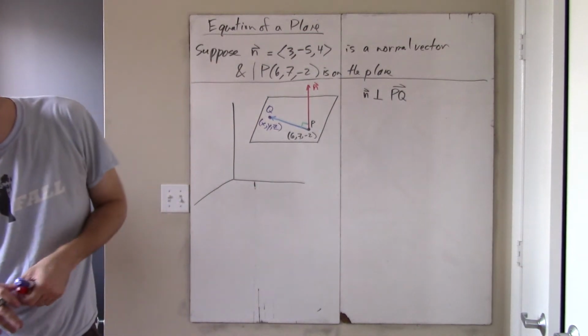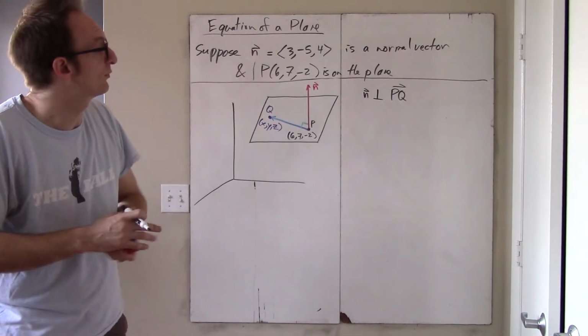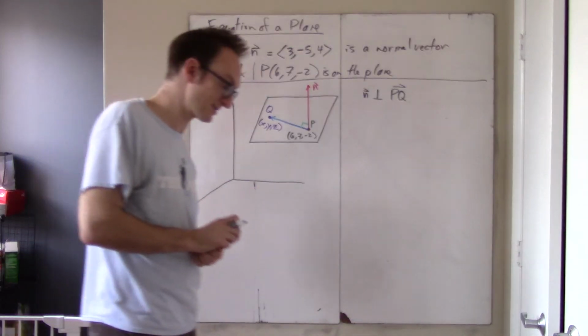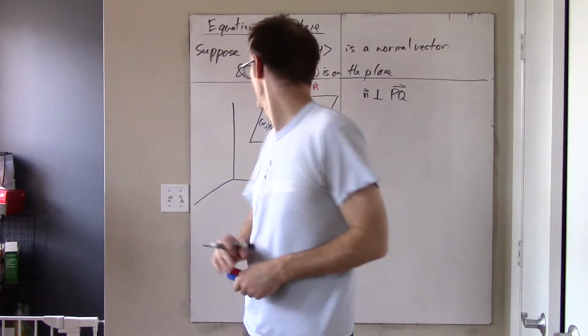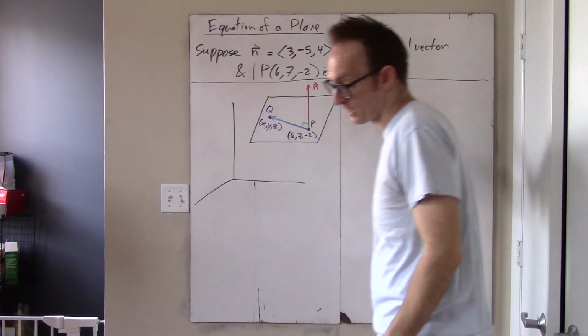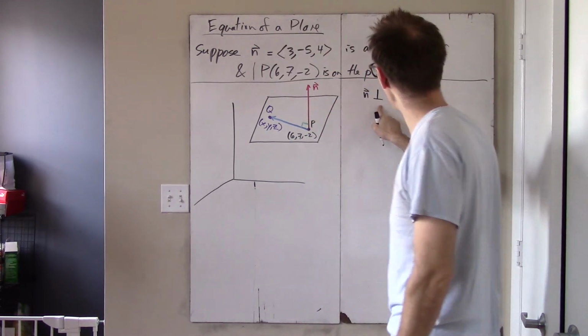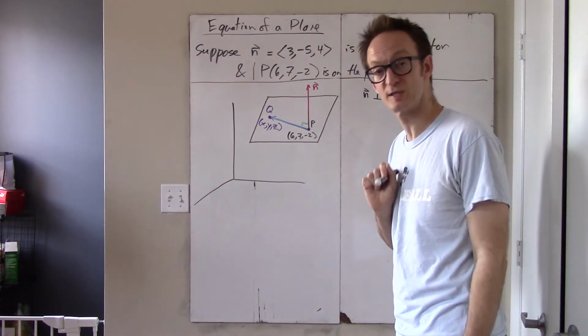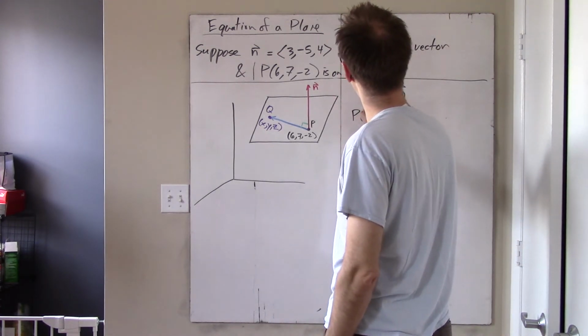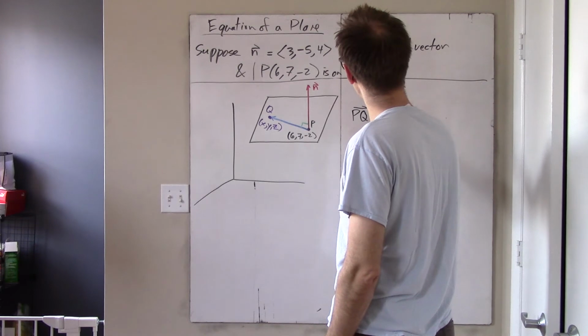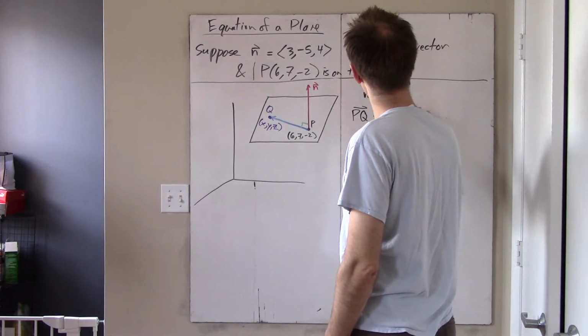Just pushing on here, I now reach for the thing that we just reviewed 10 minutes ago, the dot product. If this is the case, then the dot product of these two vectors must be 0. And so vector PQ dot vector n has to be 0.